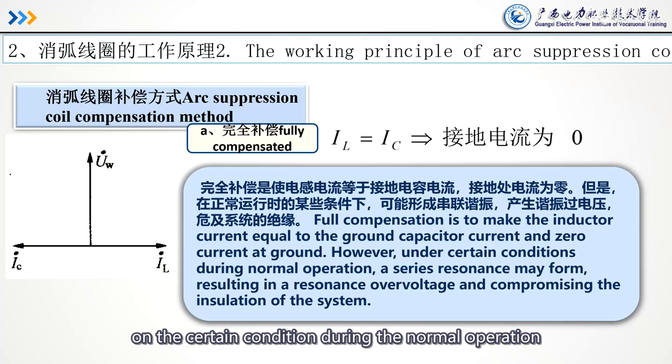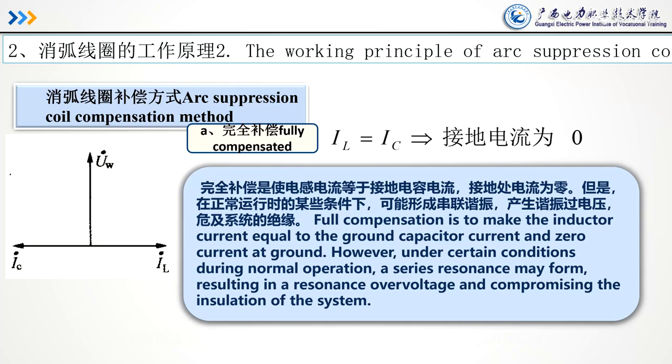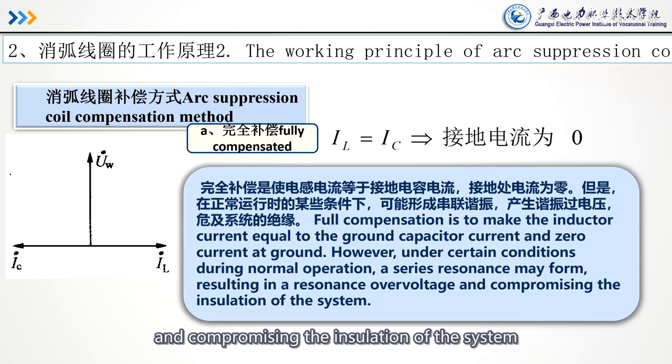However, under certain conditions during normal operation, a series resonance may form, resulting in resonance overvoltage and compromising the insulation of the system.